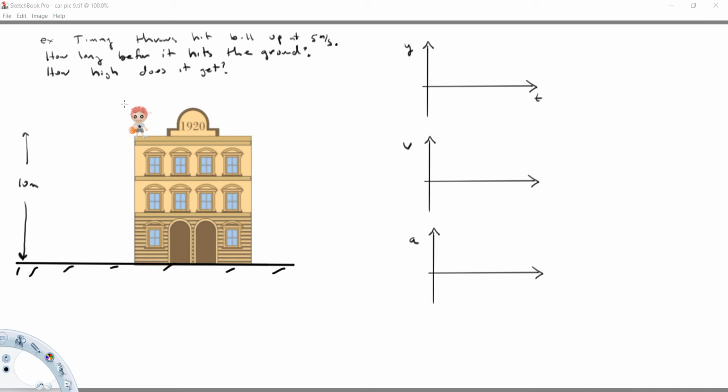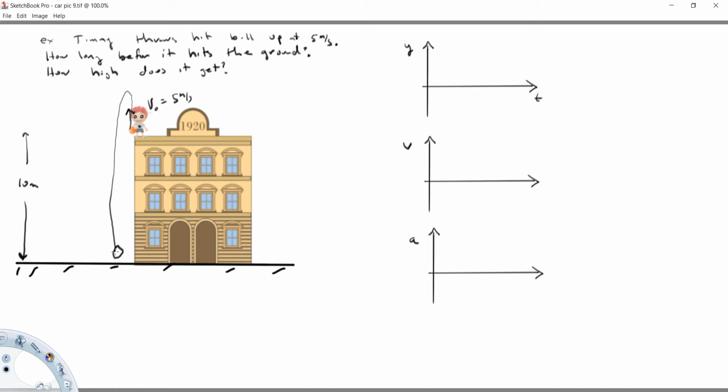So what I mean by that is Timmy's going to throw the ball in this direction at 5 meters per second. So initial velocity 5 meters per second, and it does something like this. Boom. Here's a picture right here, right before impact.